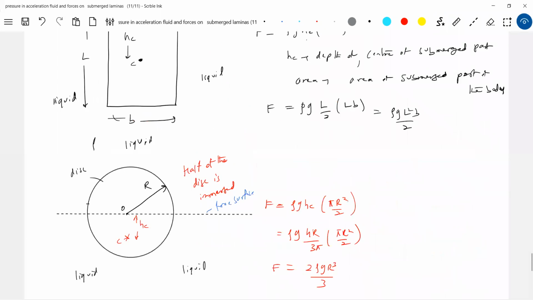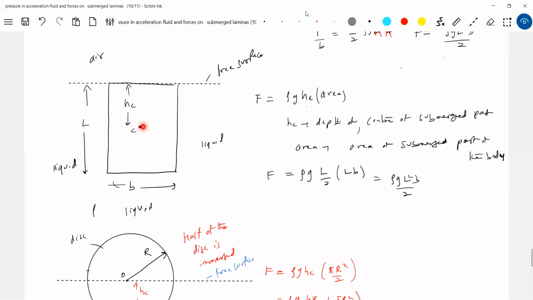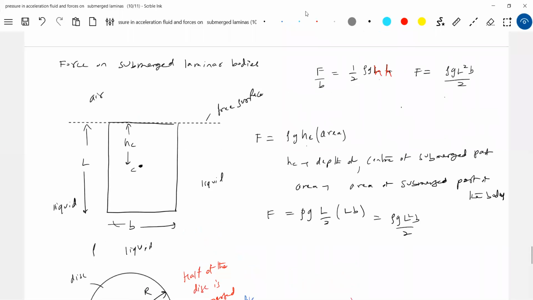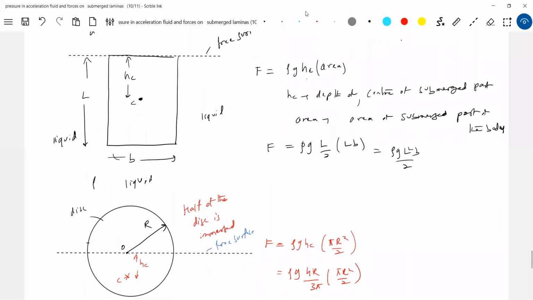For example, for this total force, where you have to show it, it will not be at this point, it will be somewhere at a distance 2L by 3. If you want, you can calculate it, but it's not needed. There's a liquid, no? So this is L. This total force F will act somewhere here.